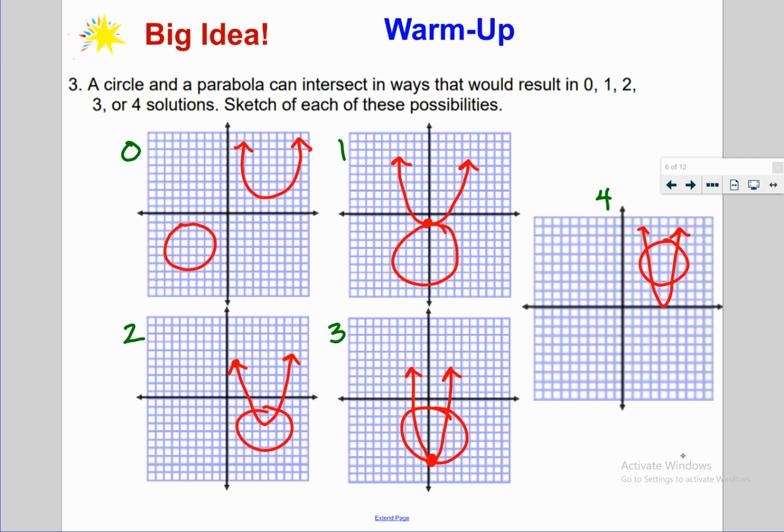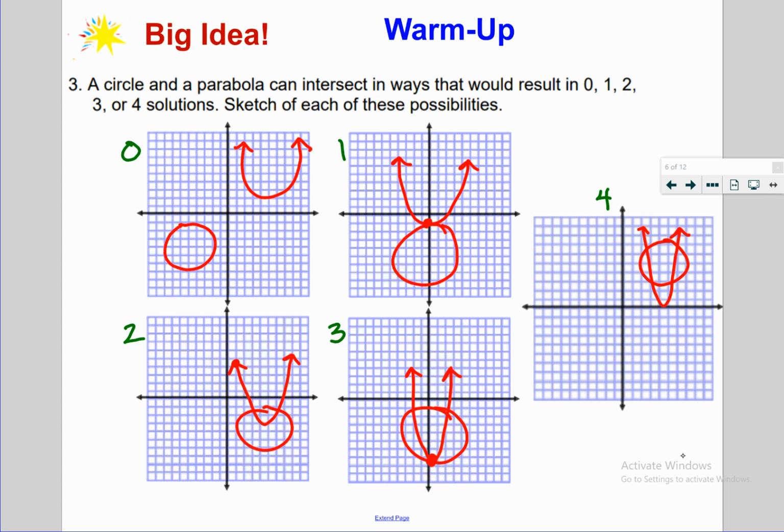Here are my answers. Hopefully you have something kind of similar to these, same sort of situation. It might be in a different location on the axes, or your parabola might be opening down. But this is how you could get each of those to occur.